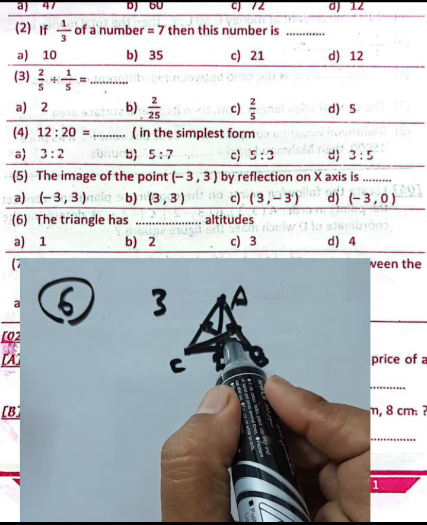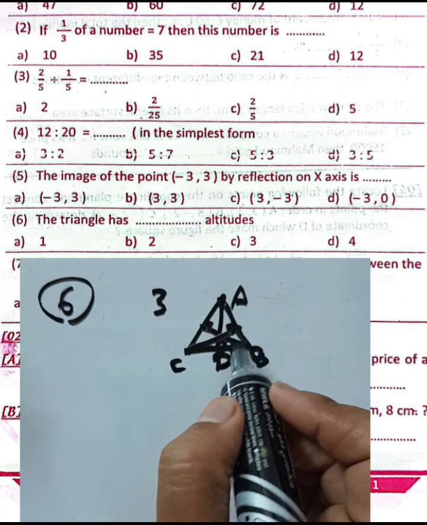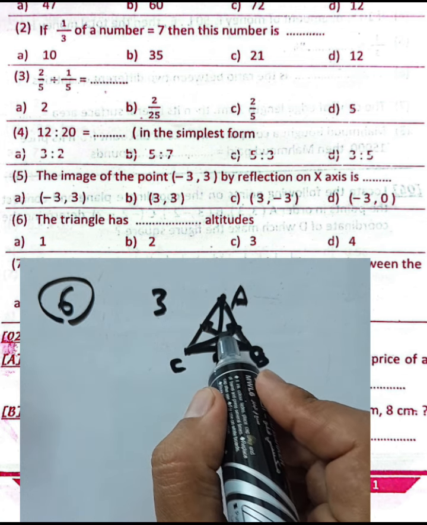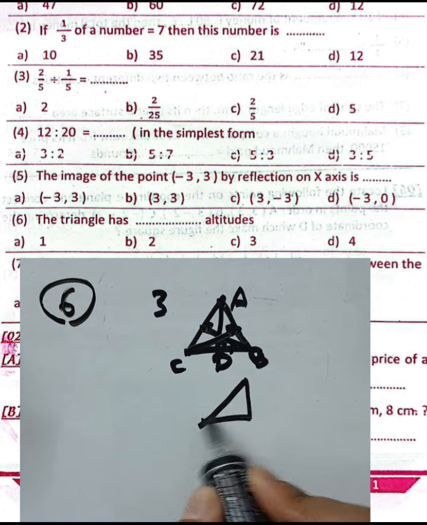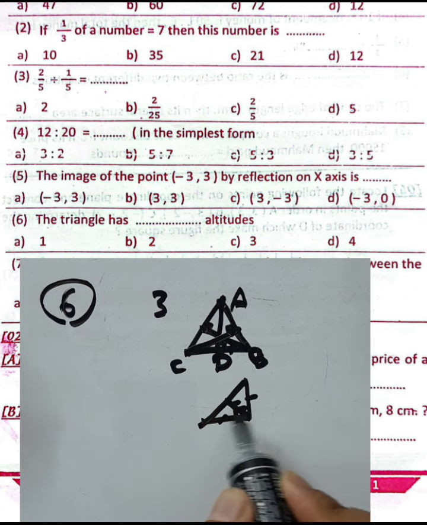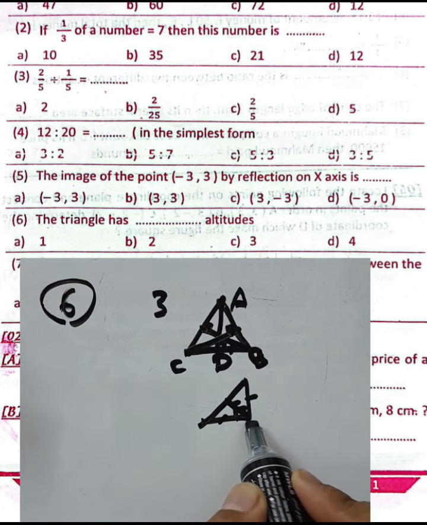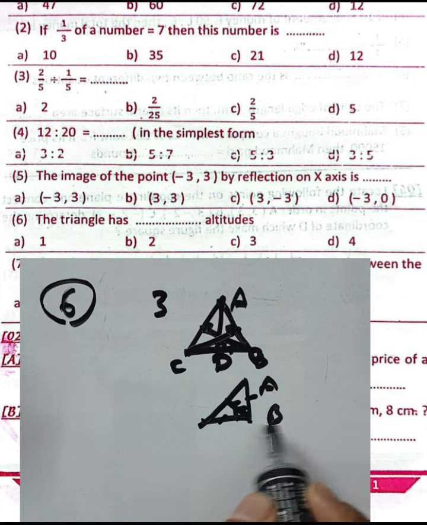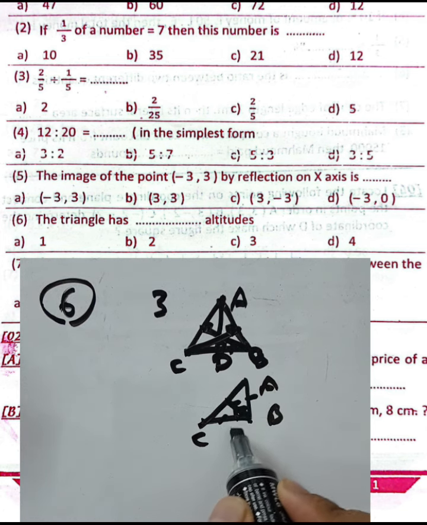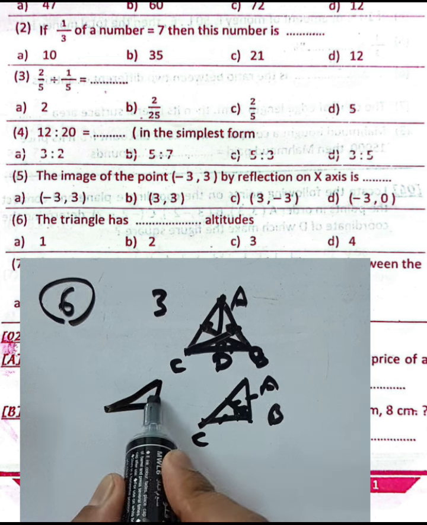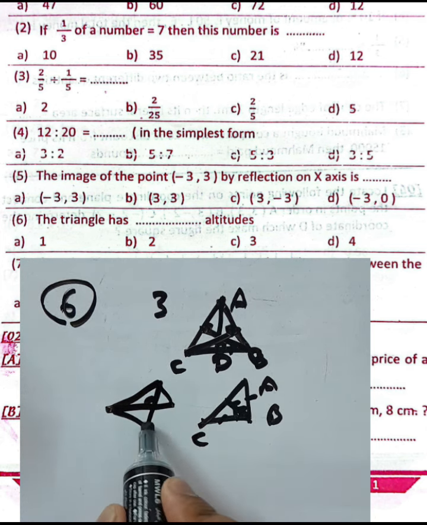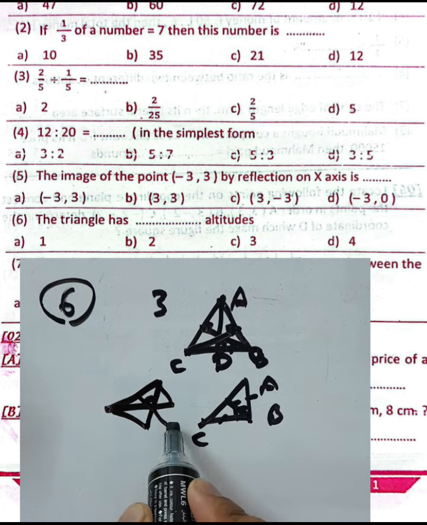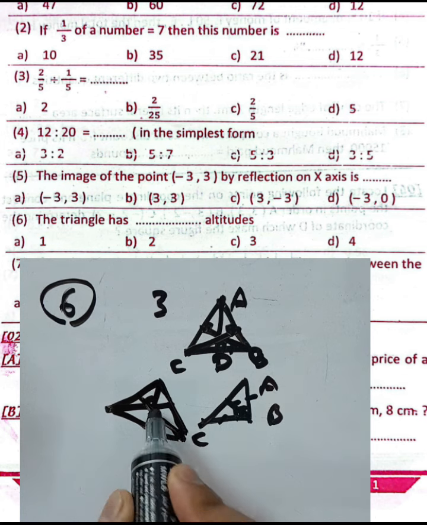If we have an acute triangle, the 3 altitudes intersect at a point inside the triangle. If we have a right-angled triangle, the 3 altitudes intersect at the vertex of the right angle. And if we have an obtuse triangle, the 3 altitudes intersect at one point outside the triangle.